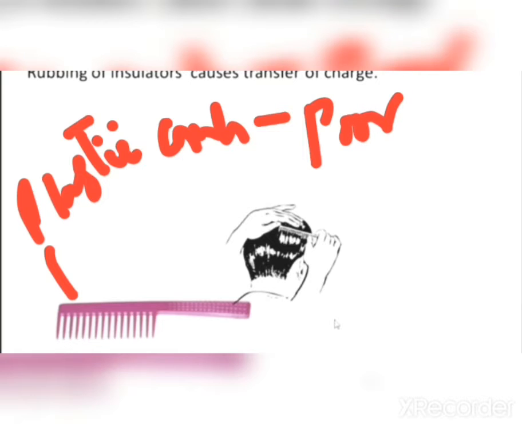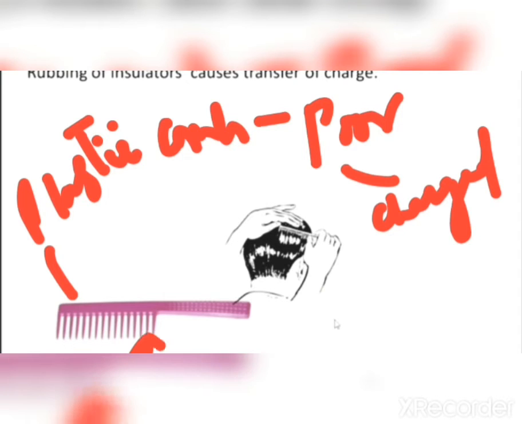So when you rub this plastic comb on your hair, what happens? Due to rubbing, there is transfer of charge between hair and comb. The electrons get transferred from the hair into the comb. So that is how the comb gets charged. Now that the comb is charged, you bring it to these small bits of paper which are neutral. These bits of paper tend to get attracted towards the comb. So that is how we see that insulators can get charged by simple rubbing.